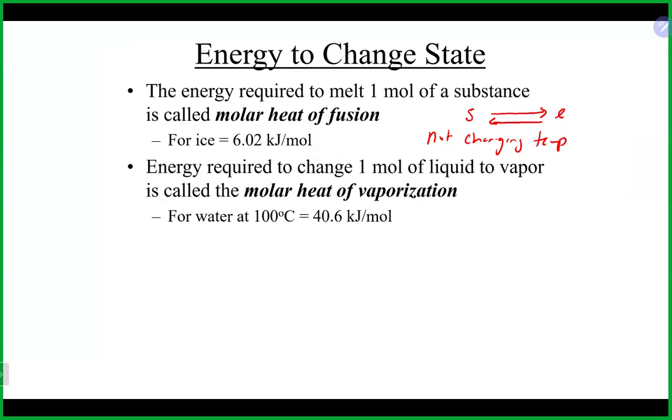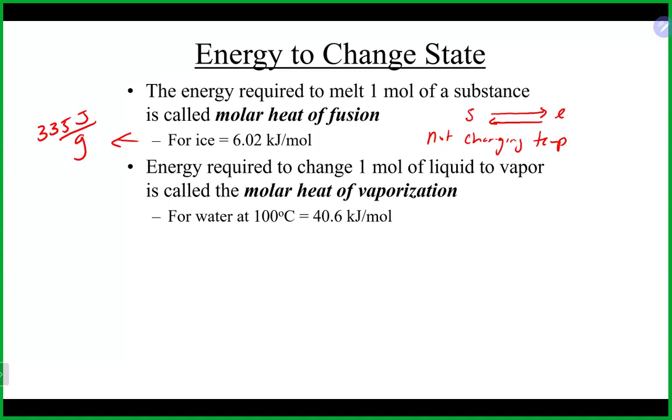The heat of fusion is the energy required to take ice at 0 degrees Celsius to liquid water at 0 degrees Celsius. So again, the temperature doesn't change when you do that. For water, it is about 6.02 kilojoules per mole. That is roughly about 335 joules per gram, give or take a joule.